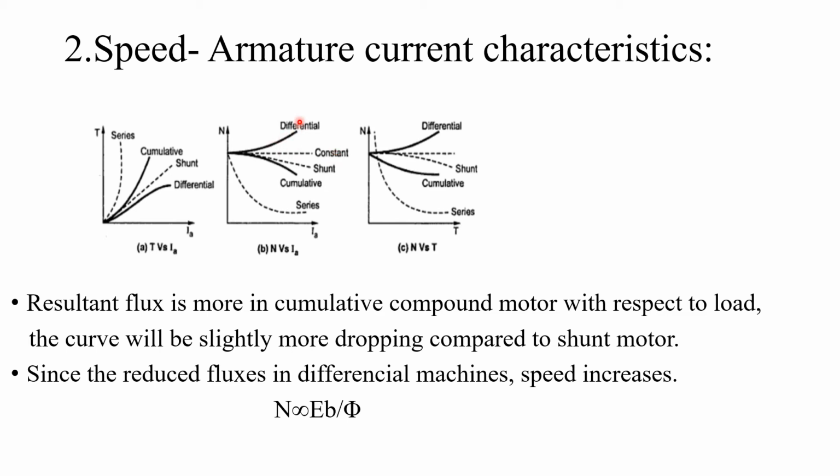And for differential compound machines, we know that speed is inversely proportional to the flux, but flux is directly proportional to the armature current. So for differential compound machines, this will be the speed curve. For differential compound machines, we can say that the flux is reduced, so the speed increases. You can remember this equation: N is directly proportional to Eb by phi.